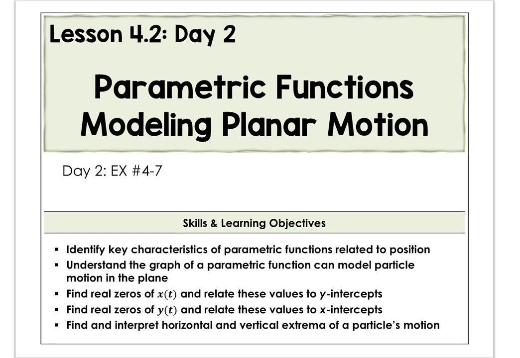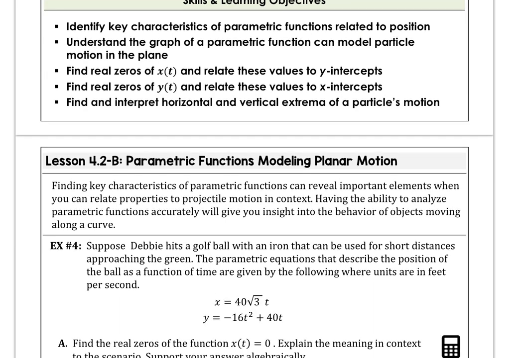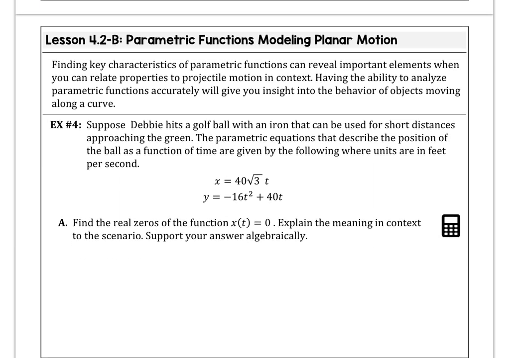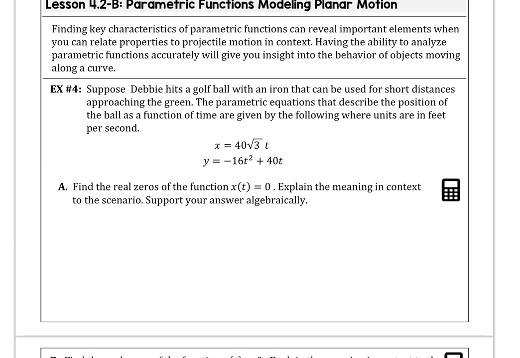Let's finish up our lesson today on parametric functions, modeling planar motion. Starting in example 4, we want to think about Debbie hitting a golf ball with an iron, which can be used for short distances while you're approaching the green. The parametric equations that describe the position of the ball as a function of time are given right here.